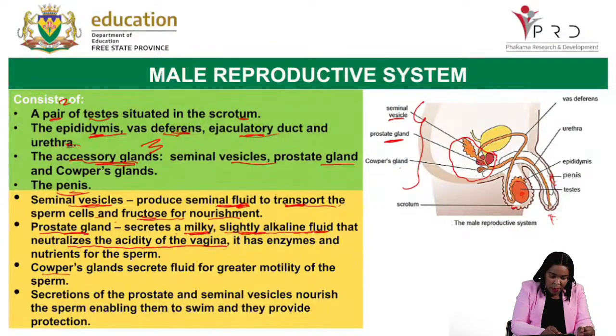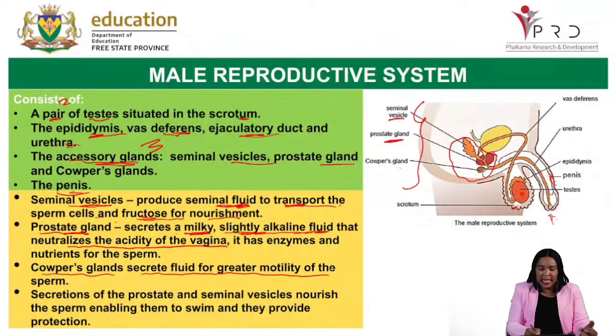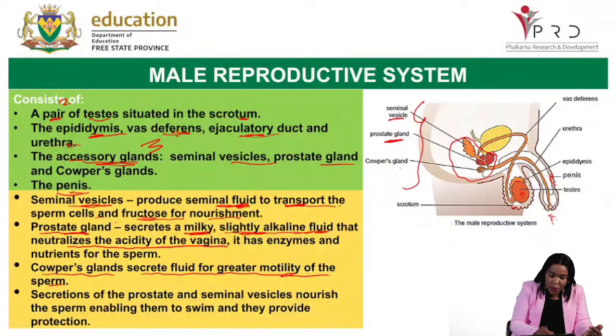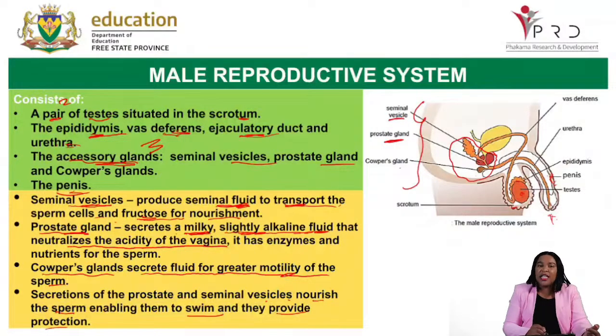And then the corpus gland, that is your last gland. This one also secretes a fluid for greater motility of the sperm, so for greater movement, making the movement even faster. So that is your motility. So all in all, these secretions of the prostate and the seminal vesicle nourish the sperm, enable them to swim, and also provide protection.